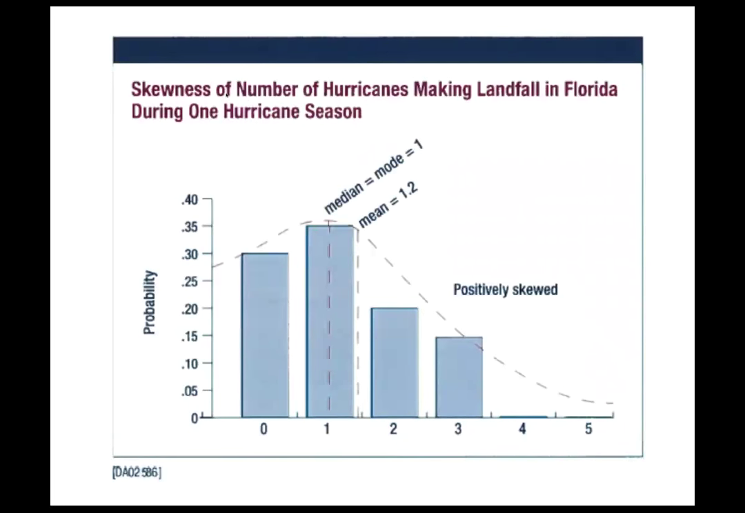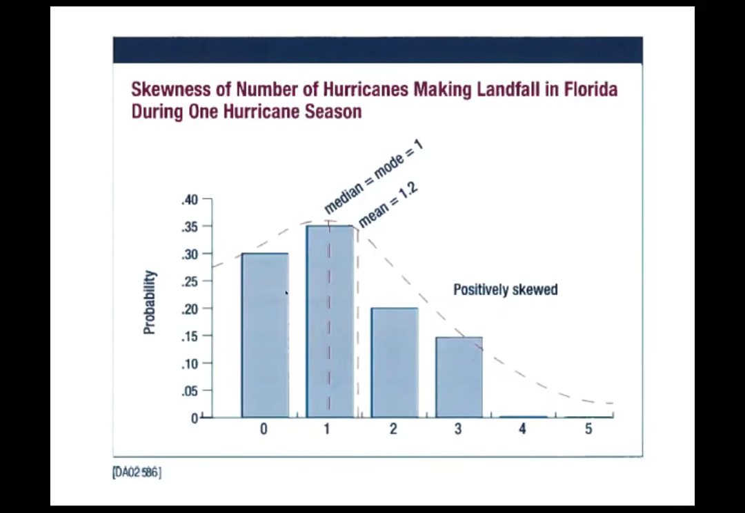So skewness. Now, this is the example that they give when we start looking at loss analysis, right? We're going to take a look at some of the data here. In this case, the number of hurricanes making landfall in Florida during one hurricane season. So our time period is one year, right? So we have a time frame. And this is the past history that they've seen, and the prediction.